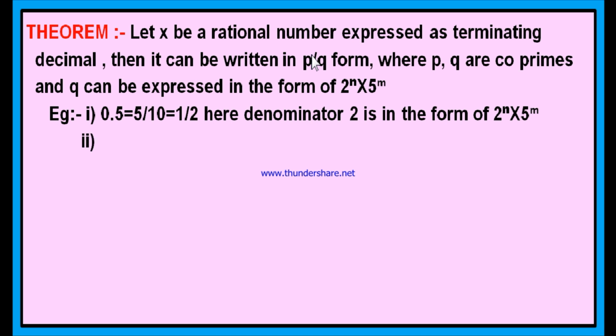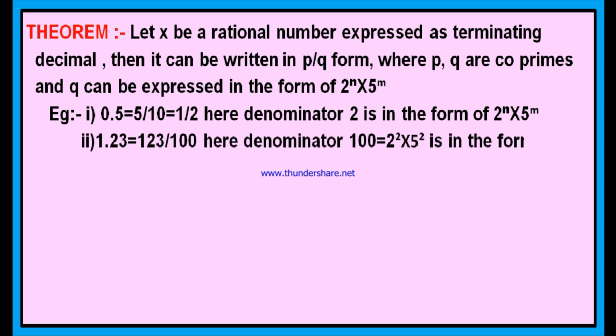Now look at another example, 1.23. If you convert this 1.23 into p by q form, as there are 2 places after the decimal, you remove the decimal and write 123, and divide it by 100. You see, you wrote the given terminating decimal into p by q form. This is the simplest form.